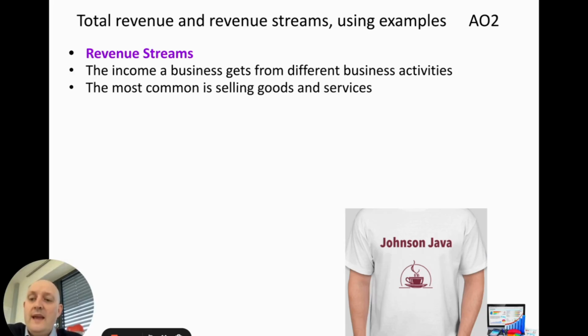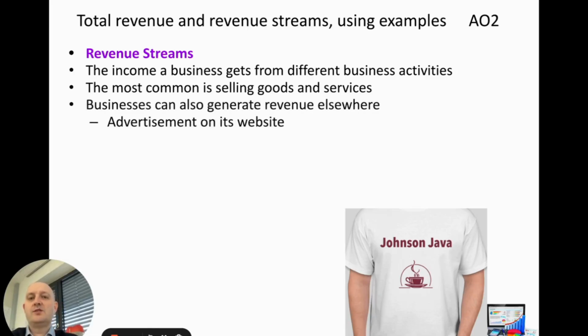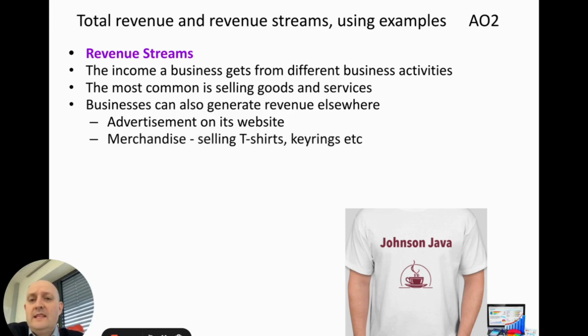But there are other ways in which businesses can make money, and these are called different revenue streams. So how else can businesses generate revenue? Well, maybe the business has a website and they can advertise. In Johnson Java, other businesses could advertise within the shop, and I'd be able to collect money that way. What about selling T-shirts or key rings? Mercedes-Benz, for example, I think they give them away. I'm not sure, but they certainly will make money through merchandise and other types of things.